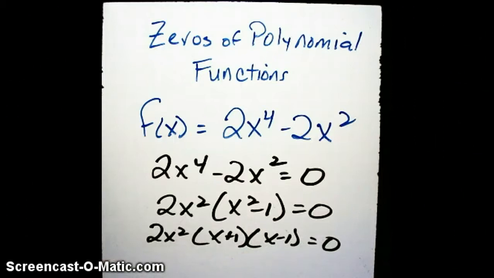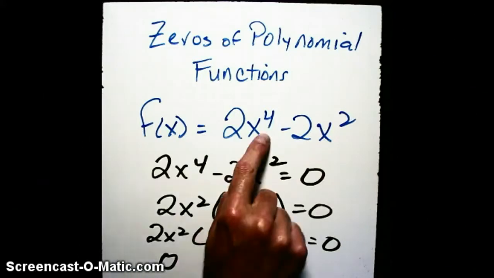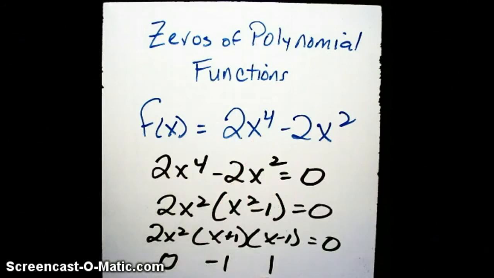Okay? So the question is, what are the zeros? Well, what value of x causes this factor to be 0? 1. This one, -1, and this one, 0. So there are 3 zeros to that particular function. Okay? Although we had a power of 4, we ended up with 3 zeros.